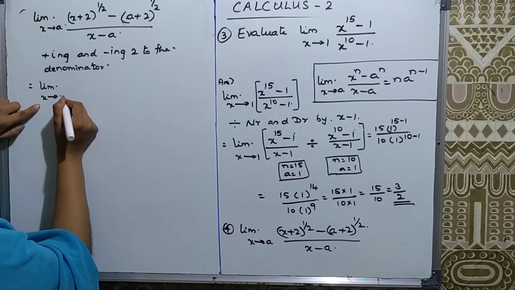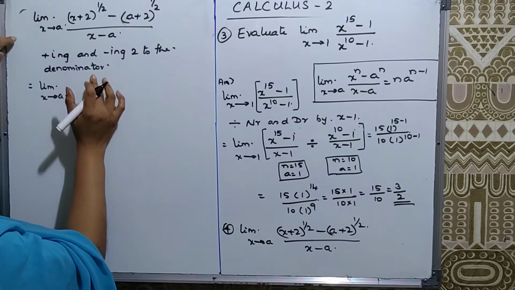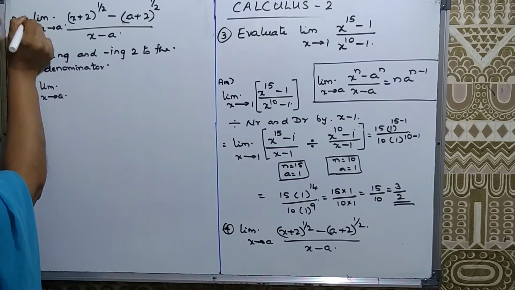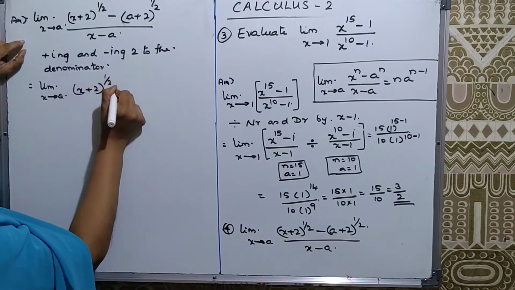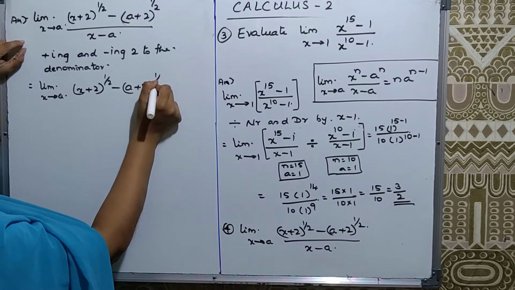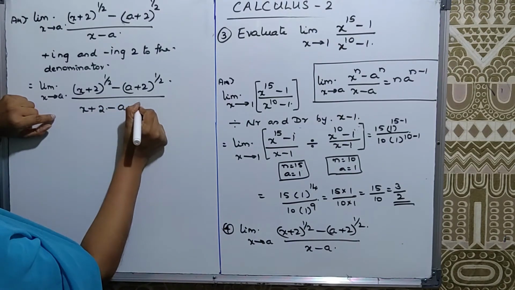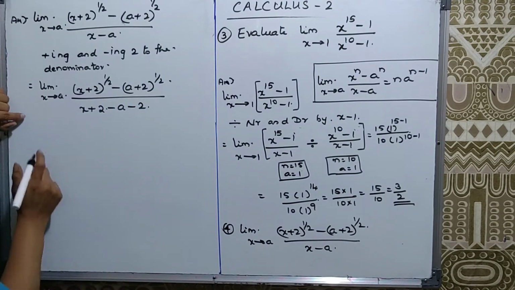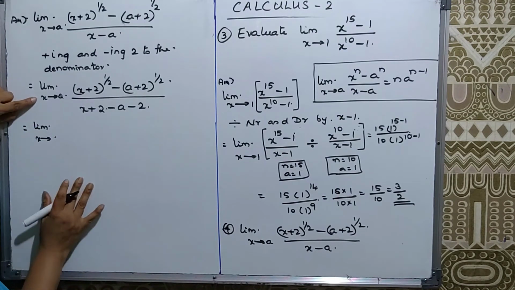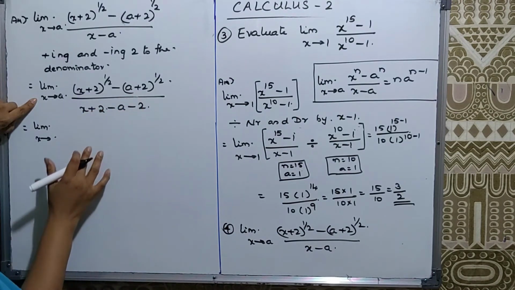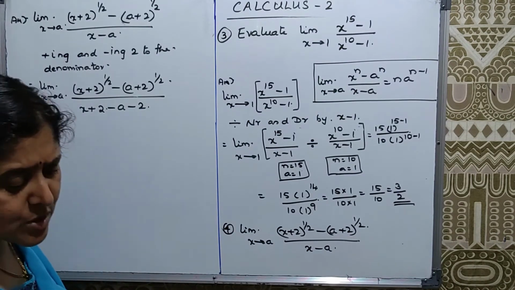So here it will be limit x tends to a, and here we are adding and subtracting. This one answer will write 2 to the denominator. So it will be x plus 2 raised to half minus a plus 2 raised to half divided by x plus 2 minus a minus 2. I added and subtracted. So it will be equal to limit x tends to a, and x plus 2 tends to a plus 2 actually.